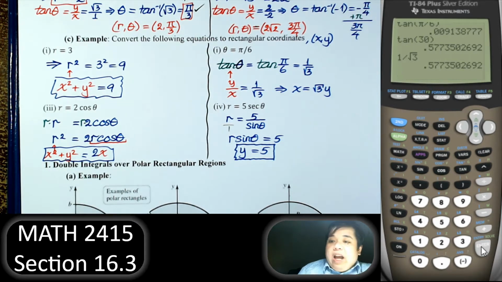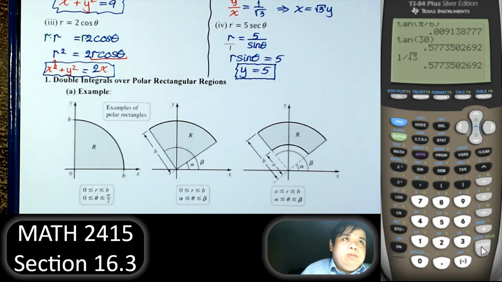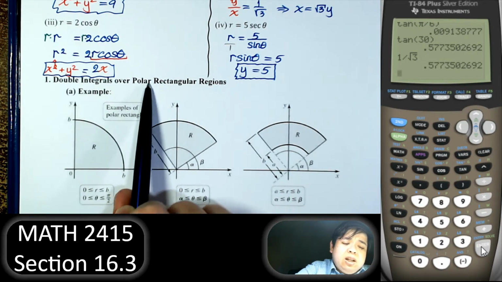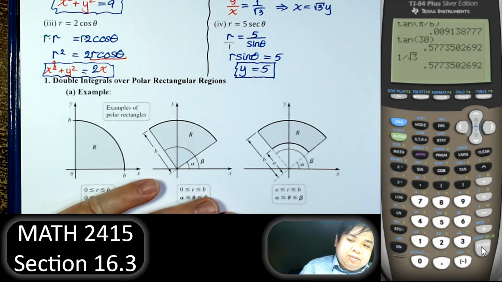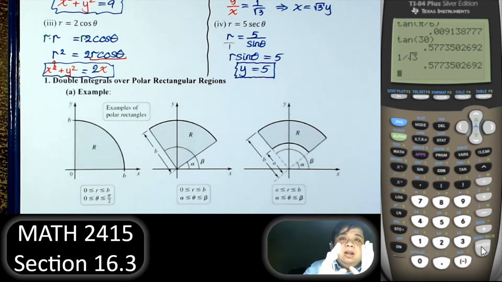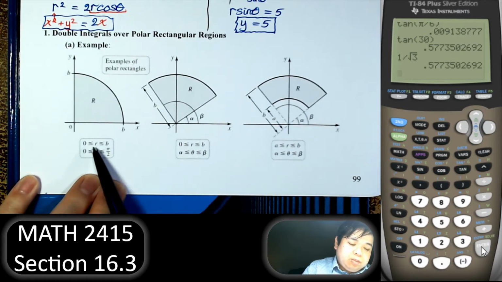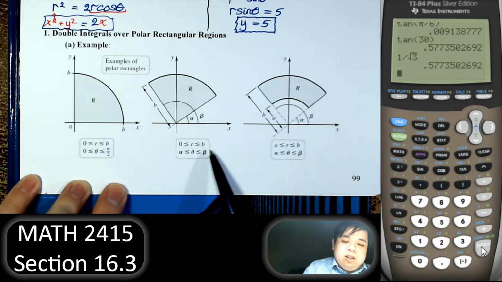Now we actually go to the calculus part. So, double integrals over polar rectangular regions. Why do we call this one polar rectangular regions? Remember, when we talk about rectangular, it means that the limits are going to be constant. So in here, as you can see, the limit for r is constant and for theta is constant. Same thing, r and theta, r and theta.